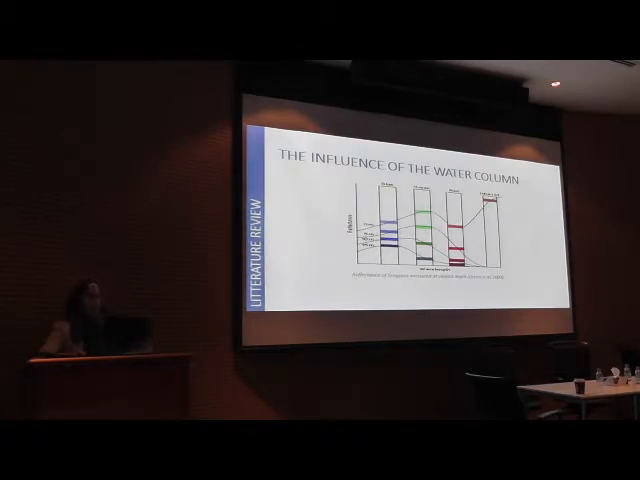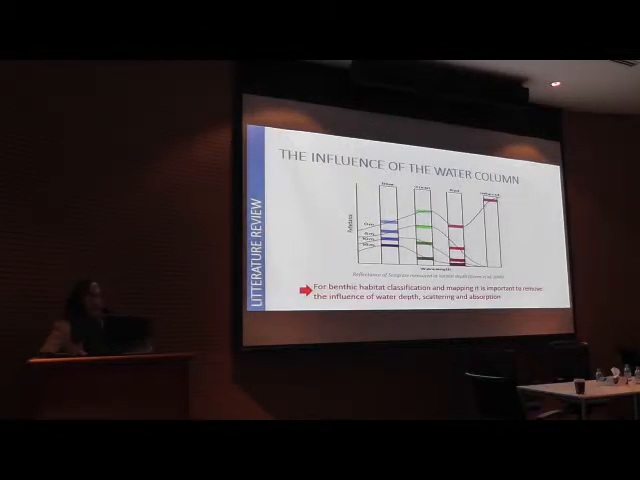Another challenge in marine remote sensing is the influence of the depth. The reflectance of the same substrate, such as seagrass, for example, changes with depth. Similarly, the reflectance of one substrate at one depth could be very similar to the reflectance of another substrate at a different depth. Therefore, for benthic habitat classification and mapping, it's important to remove the influence of water depth, scattering, and absorption.